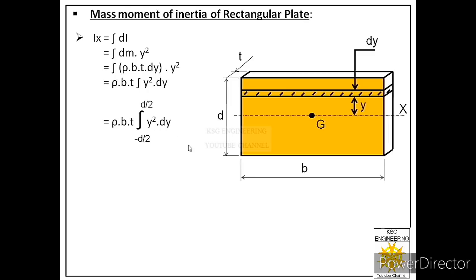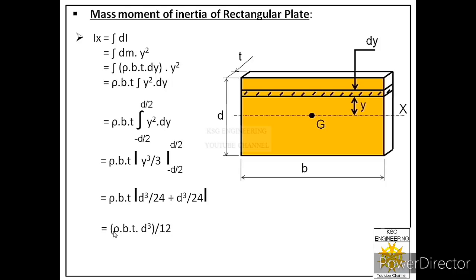When we do this integration, we will get y cube by 3, and limits are minus d by 2, d by 2. Now put these limits also. We'll get d cube by 24 plus d cube by 24. So we'll get 2d cube by 24, which will be equal to d cube by 12. It means we'll get rho b t d cube divided by 12.